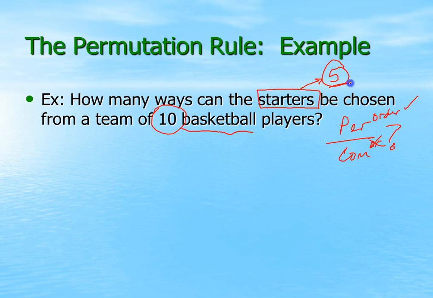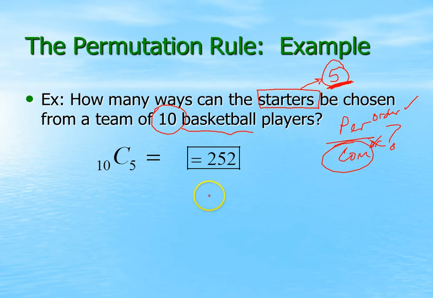Does it matter who I put out on the court first? No. I'm putting 5 people out there. It doesn't matter who I pick first. The 5 are going out on the court. So order doesn't matter. So this is a combination. So 10 choose 5. There's 252 combinations to pick starters if I have 10 people on my team. So again, going back to coaches, most basketball teams have 10 players. That coach has 252 possibilities for picking his 5 starters. That's a lot.